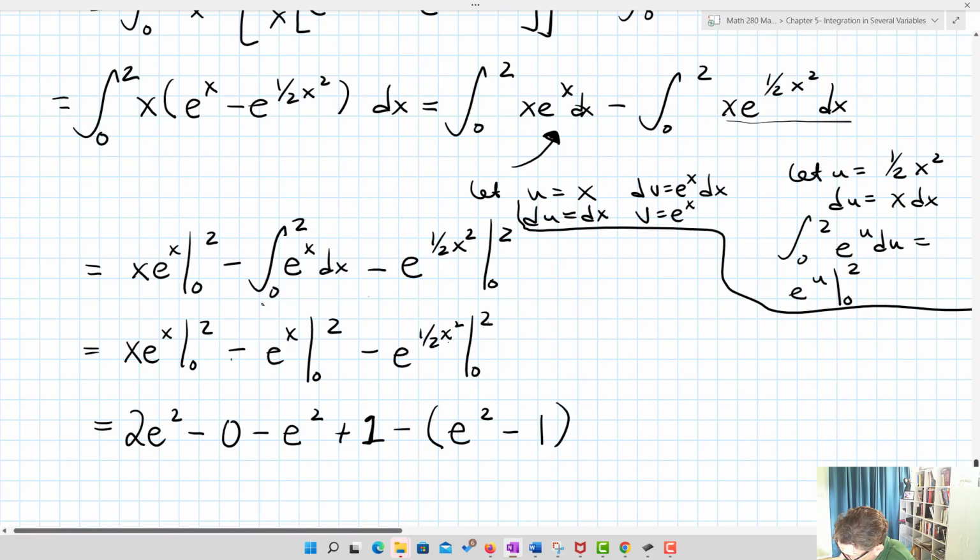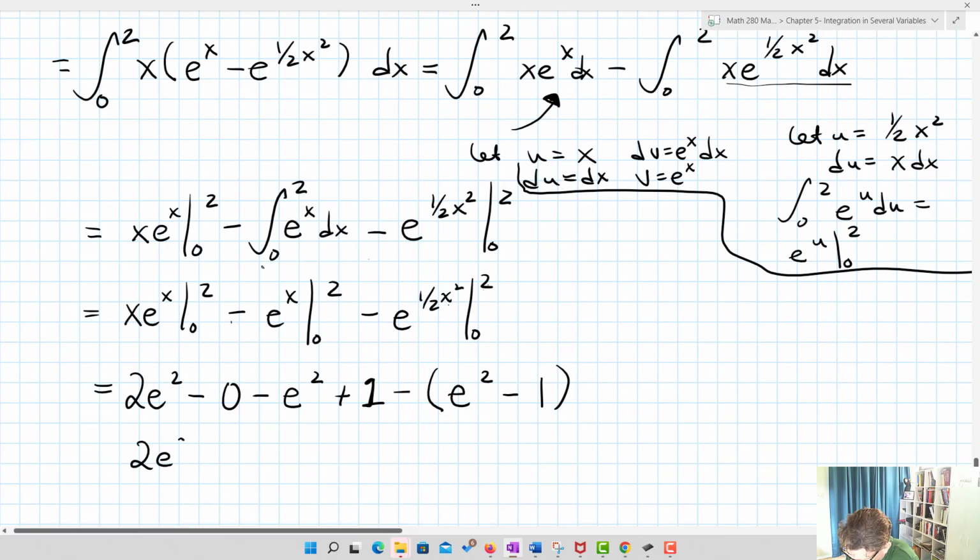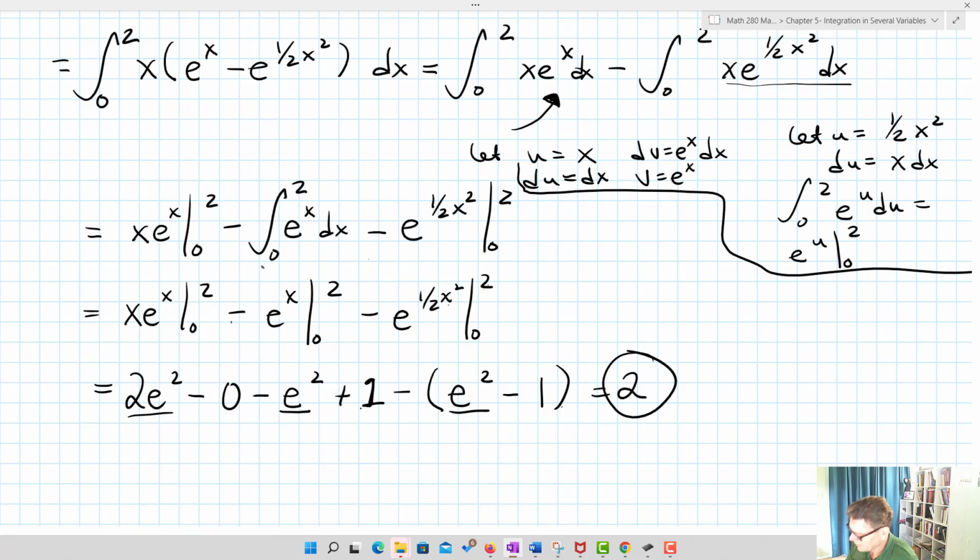So this is going to then be 2e squared minus 0. Okay, so we've got the 2e squared, right? Minus an e squared, so that zeroes out. We're going to end up with a plus 1, so this whole thing equals 2. And that is your double integral, the value for your double integral over that region.